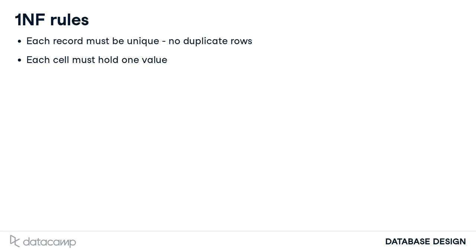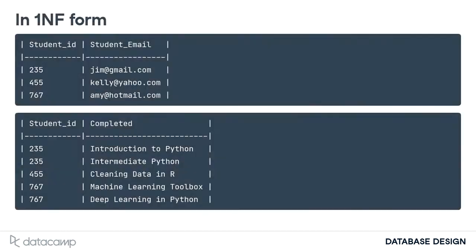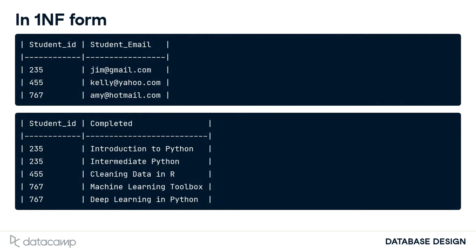To comply with 1NF, each record must be unique and each cell must hold one value. Here's a simple table with student IDs and emails along with courses completed. All these rows are unique, but the courses completed column has more than one course in two records. To rectify this, we can split the original table as such. Now all the records are unique and each column has one value.